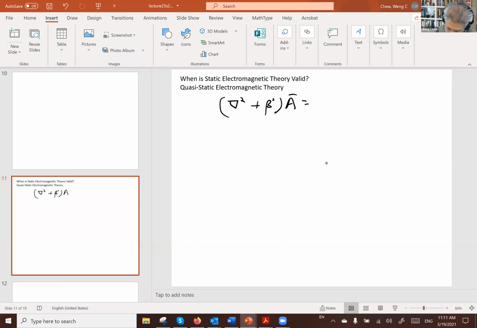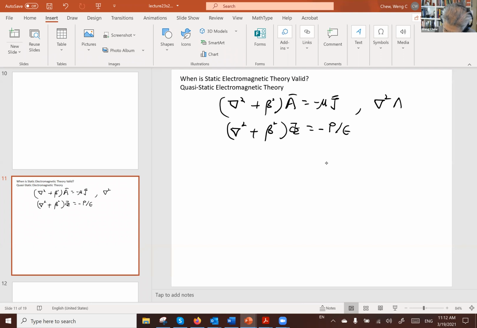Okay, so in other words, we have the vector potential being equal to this now, and then we have the scalar potential being equal to this now, whereas previously we just had this. And then we just had this. Okay, this is simpler.